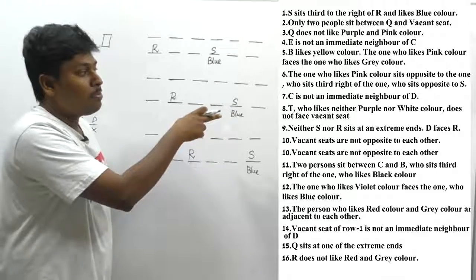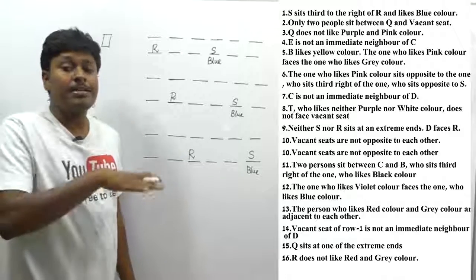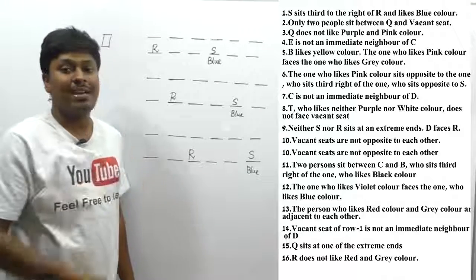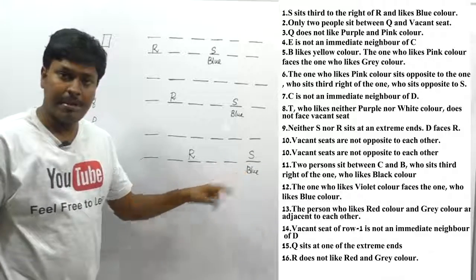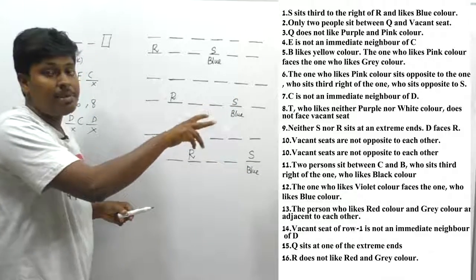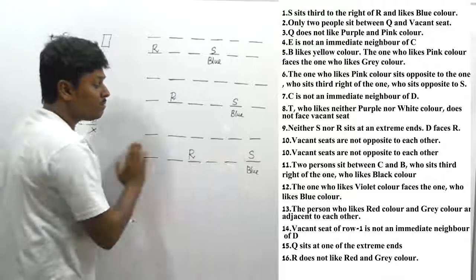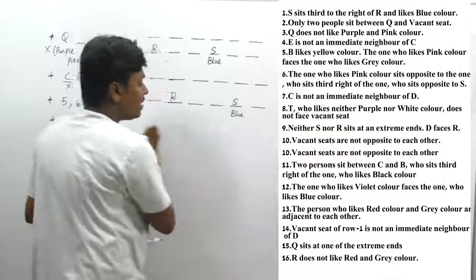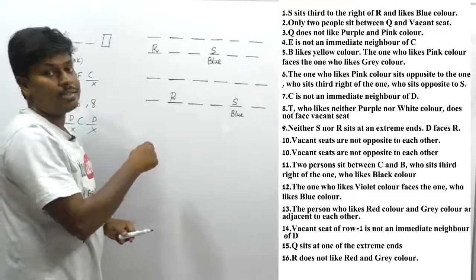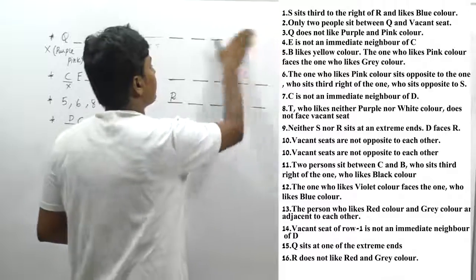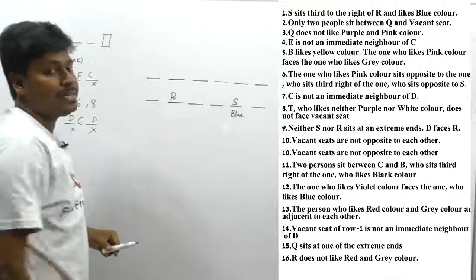See here friends, 9th point, neither S nor R sits at an extreme end. That means the person R or S is not sitting at an extreme end. So they have said neither, that means these two persons should not sit at the extreme end. In condition number 1, S is sitting at an extreme end, so let me eliminate this condition. Similarly, here R is sitting at an extreme end, so we can eliminate this condition. So friends, two conditions are eliminated. Now we have only one condition, R and S.